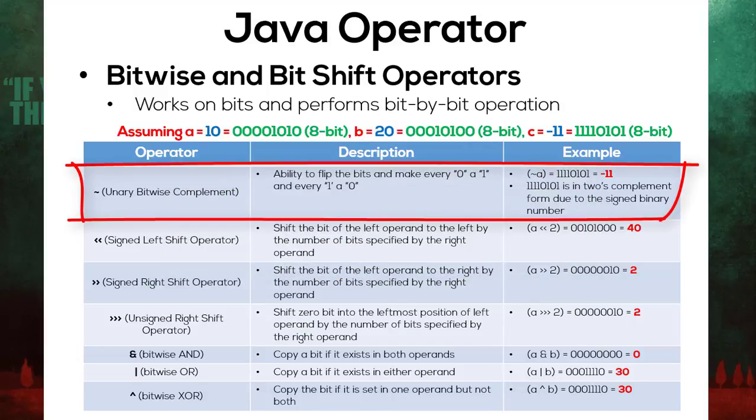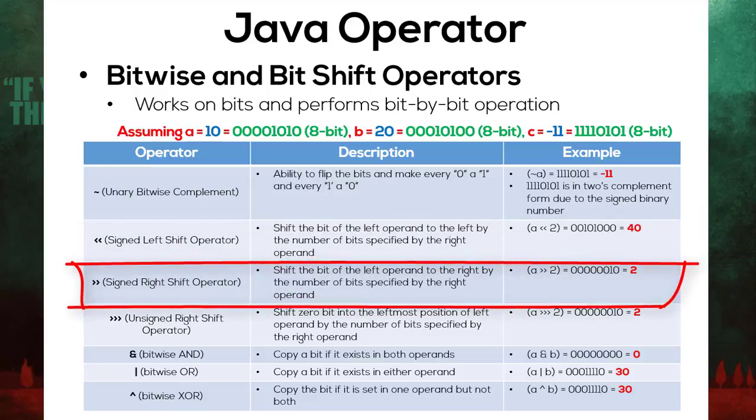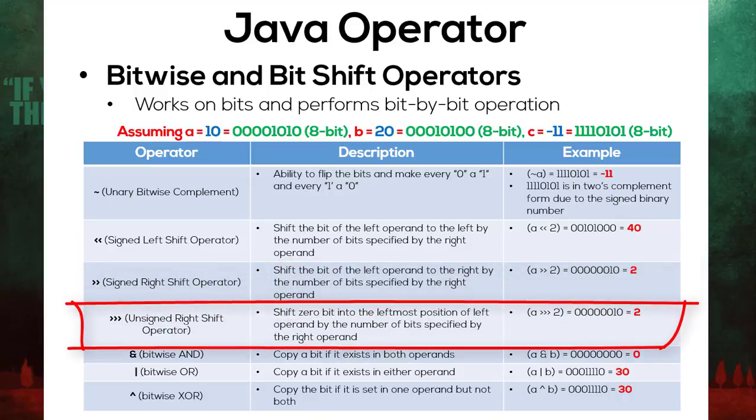The unary bitwise complement operator has the ability to flip the bits, making every 0 a 1 and every 1 a 0. The signed left shift operator will shift the bits of the left operand to the left by the number of bits specified by the right operand. The signed right shift operator will shift the bits of the left operand to the right by the number of bits specified by the right operand. The unsigned right shift operator will shift 0 bits into the leftmost position of the left operand by the number of bits specified by the right operand.